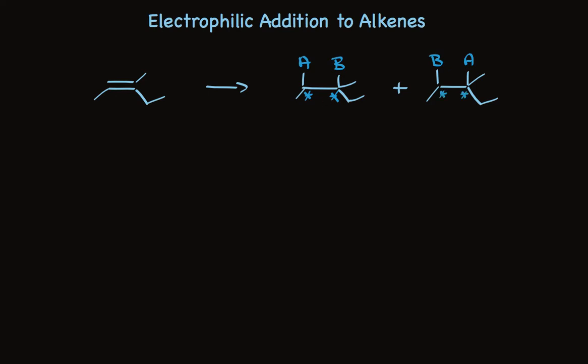So now we see that there are two special factors to consider when we look at the products of an alkene addition reaction. One is regioselectivity, meaning position selectivity. Which carbon is A attached to and which carbon is B attached to? We have two possible regioisomers. Are both formed? And if so, in equal amounts? Or is one preferentially formed?